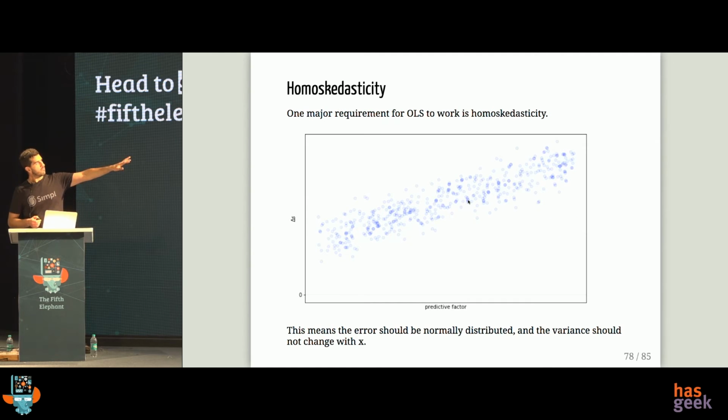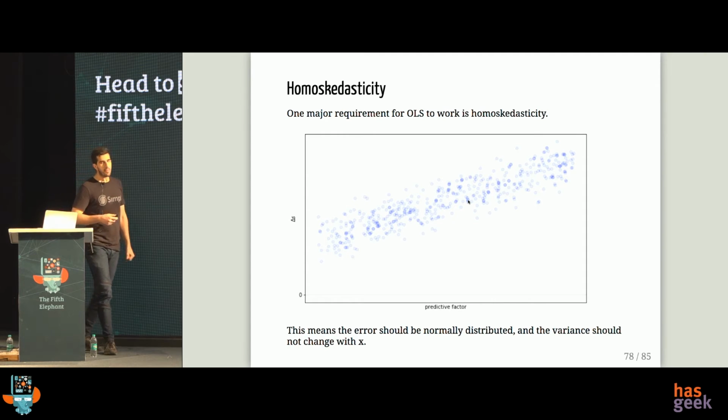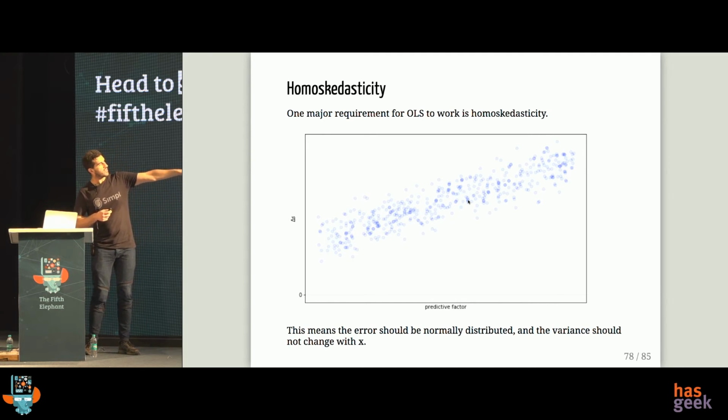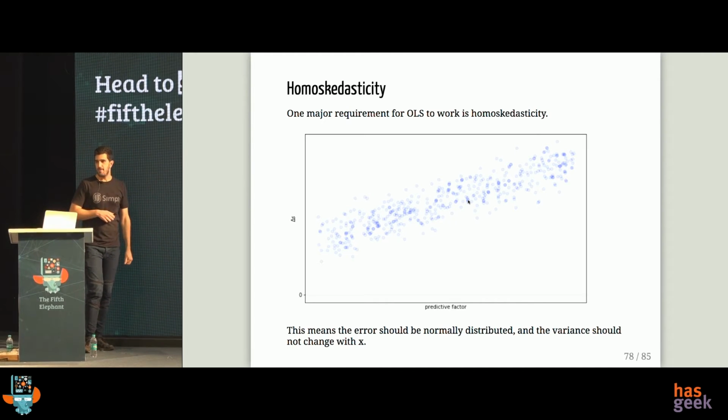Here's another issue that you run into a lot, particularly in stock market data. One of the assumptions of least squares is called homoscedasticity. What this means is that the variance stays the same regardless of the value of x. So if we're looking at stock prices, we have some predictive factor, and we're hoping to see kind of a line where that predictive factor goes up, the delta S goes up, and therefore when that predictive factor is high, you buy, when it's low, you sell.